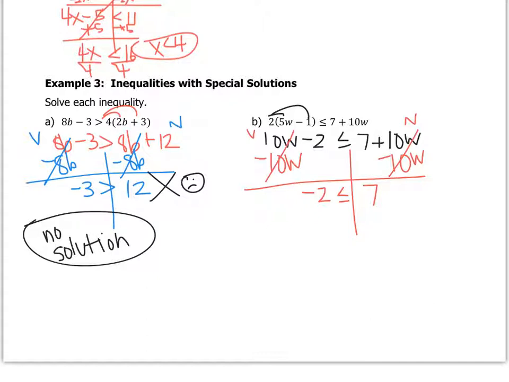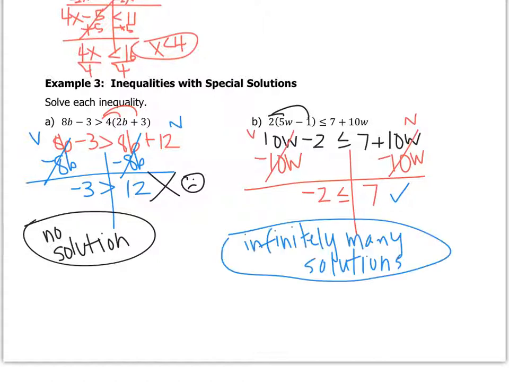So even though I have no variables left, which means I don't have something that I can put on a number line and graph, I do have this true statement. So since I have a true statement, the answer, if you remember, was infinitely many solutions. So the variable disappeared, so I know it's one of my wacky answers. So when you get that situation, you say, do I have a true statement or do I have a false statement?